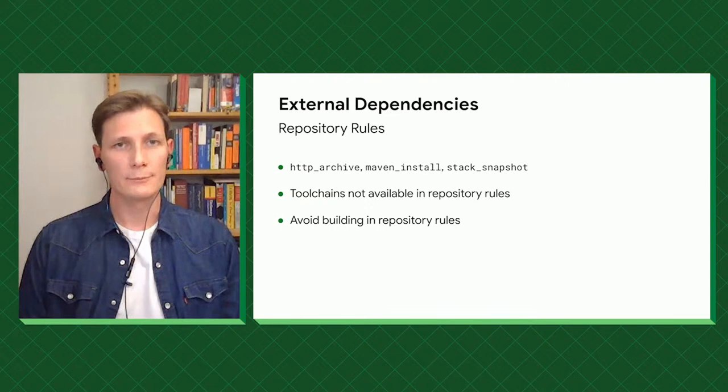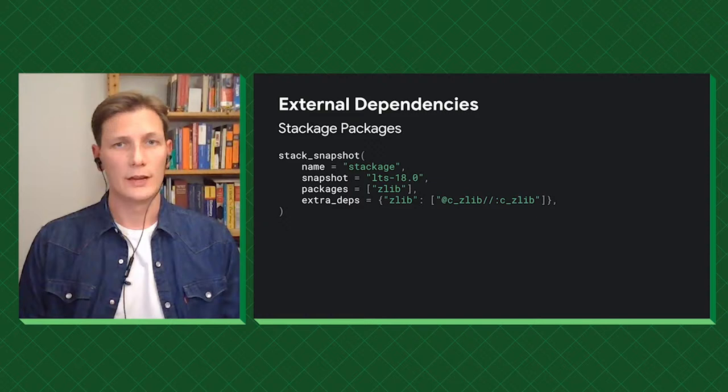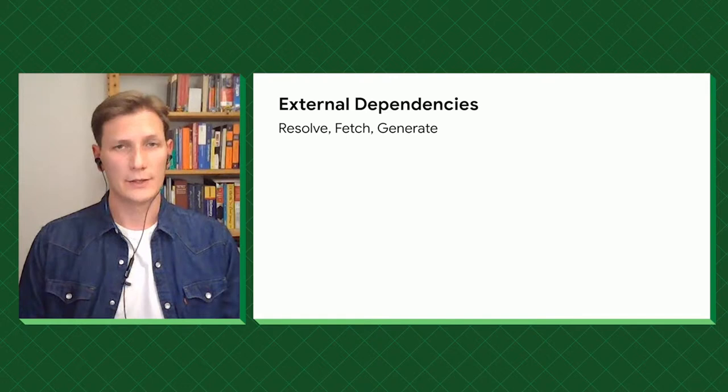Rules Haskell provides stack snapshot, a repository rule to depend on third-party Haskell packages from the community package index. It uses the Haskell package manager called stack to import packages from a curated set of compatible versions of packages called snapshots. The user defines which snapshot they want to import packages from using the snapshot attribute, and which packages they want to import using the packages attribute. So how do we avoid compiling Haskell packages in a repository rule? Remember, that would be inhermetic and would not work for cross-compilation.